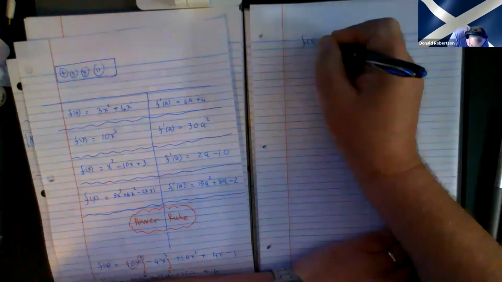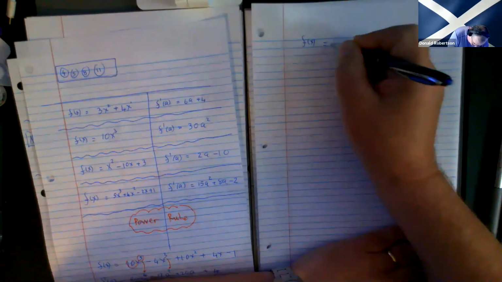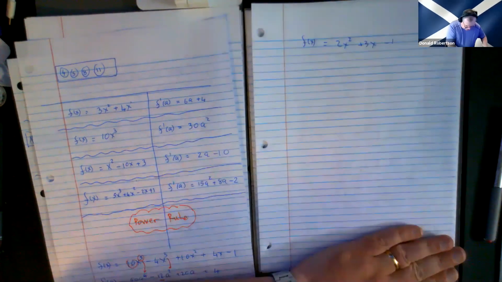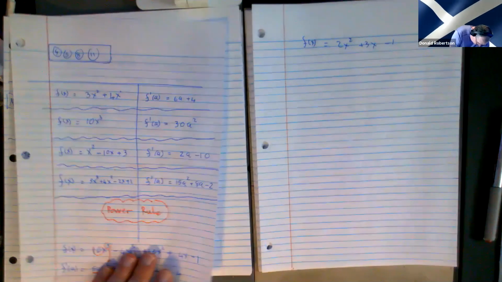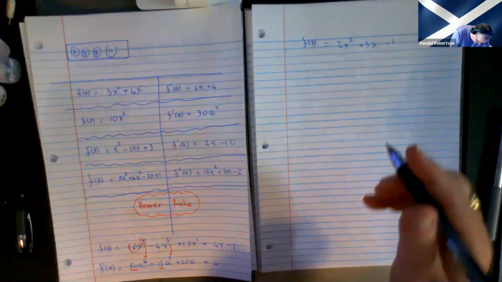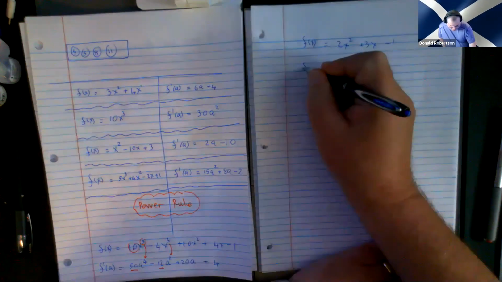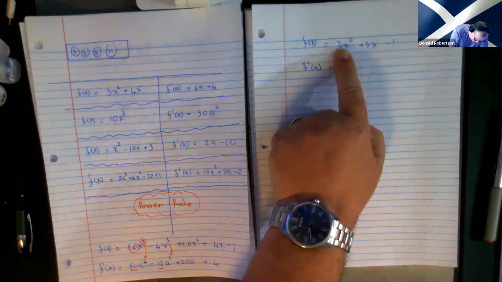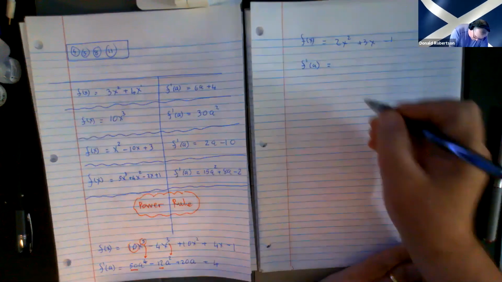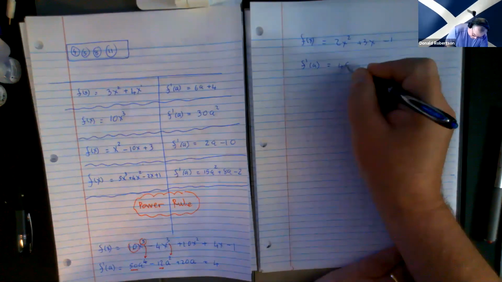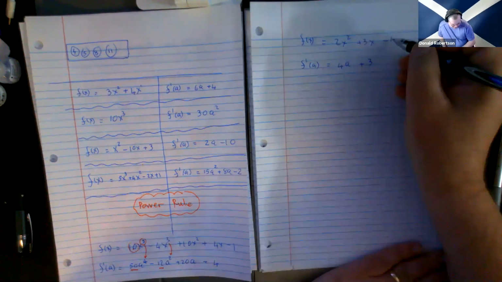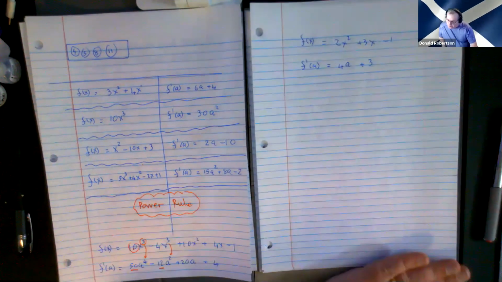So, here is a question that we did earlier today. Let's use the power rule on it. What is going to be f dash of A? Multiply by the power and reduce the power by 1. 3x gets you 3. What about the -1? Disappears. And the answer is 4a plus 3.